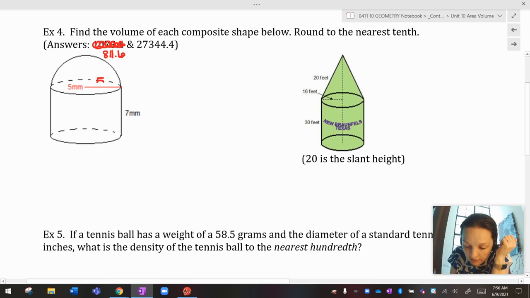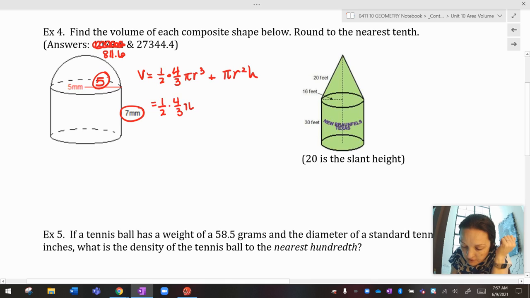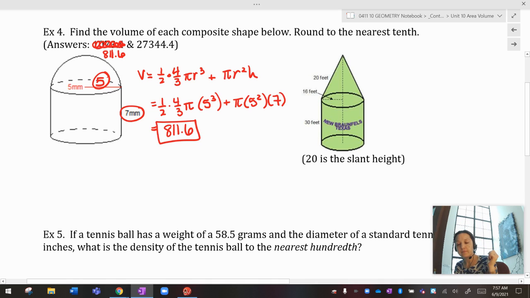For this one, I have a radius of 5 and a height of 7. So this volume is half of a sphere, 1/2 of 4/3 pi r cubed, plus an entire cylinder, which is pi r squared h. That makes this 1/2 times 4/3 pi 5 cubed, plus pi 5 squared times 7. And then you get a volume of 811.6.